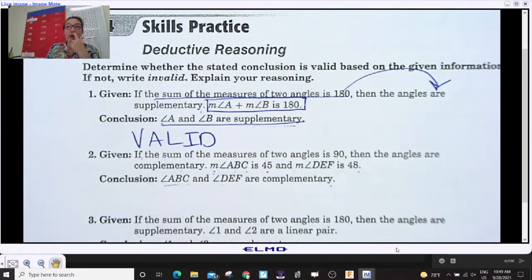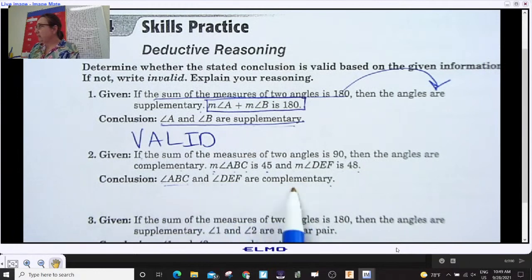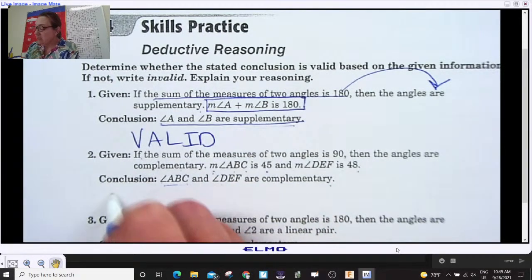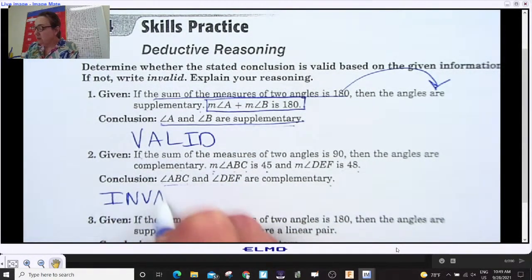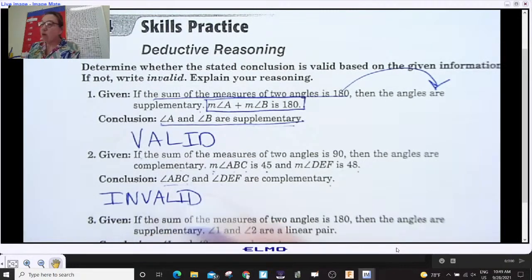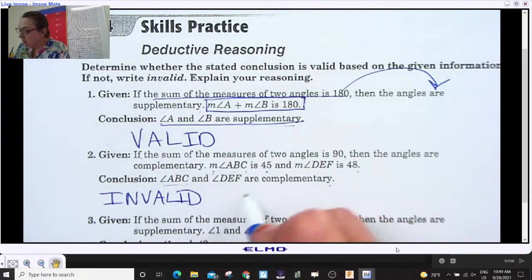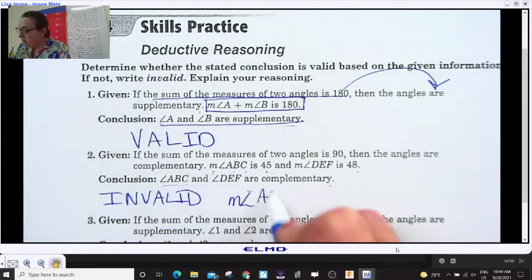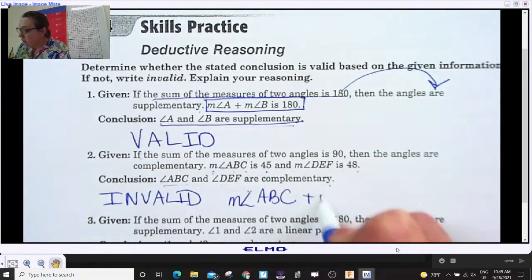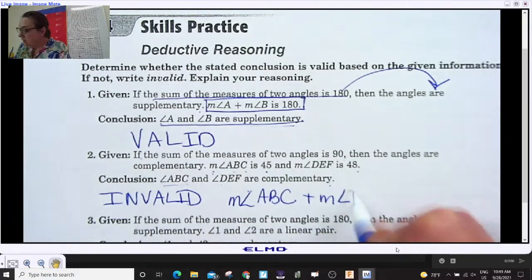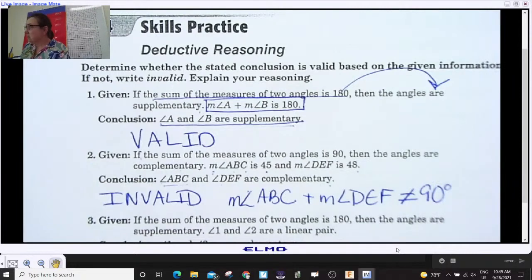It's not, is it? Why not? It doesn't equal up to 90. They don't equal up to 90. So this is invalid. And since it's invalid, we need to say why it's invalid. Well, it's invalid because the measure of angle ABC plus the measure of angle DEF do not equal 90 degrees.